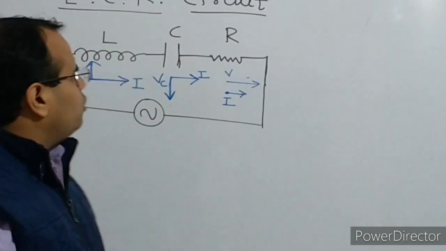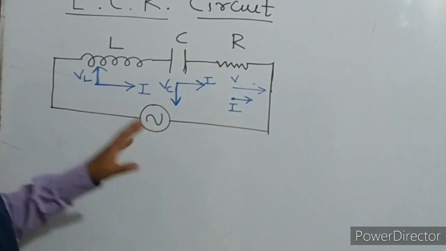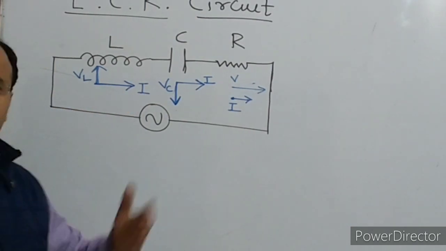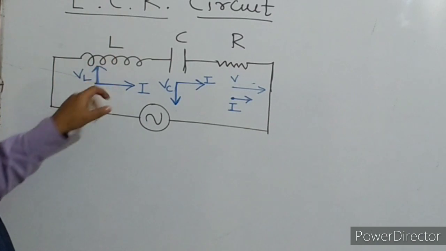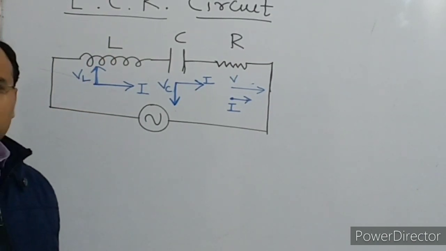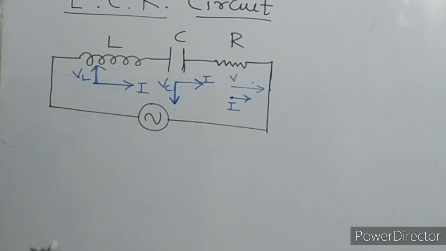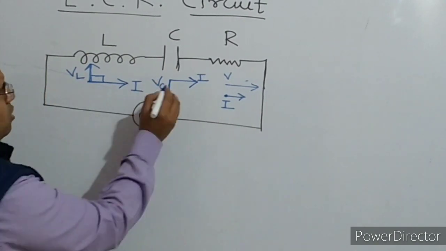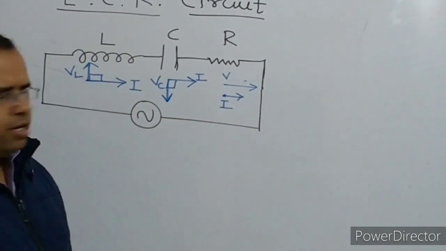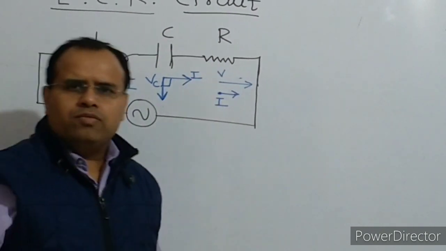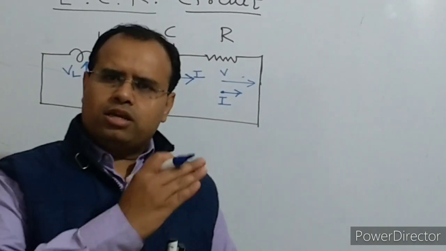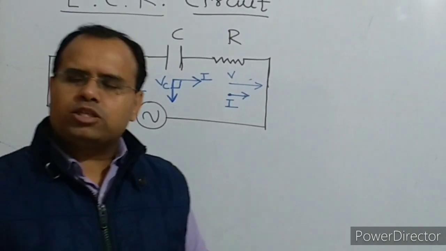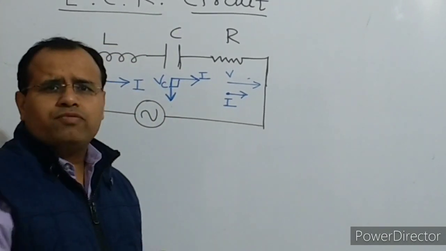In order to do this, first understand the previous knowledge: in an inductor, the voltage and the current are at 90 degree phase difference. Voltage leads the current by 90 degrees in an inductor. In a capacitor, current leads the voltage by 90 degrees. In a resistance, the voltage as well as current are in the same phase, there is no phase difference at all. Now we have to derive the expression for the impedance.